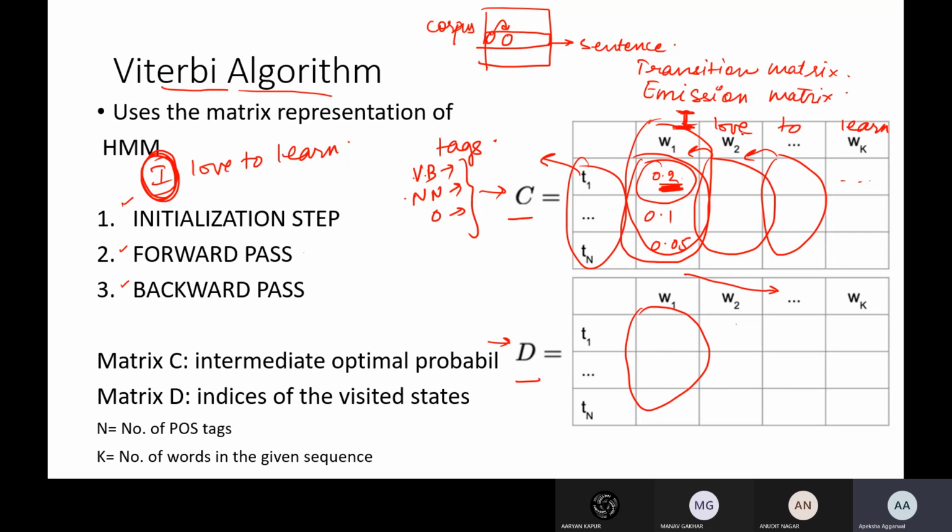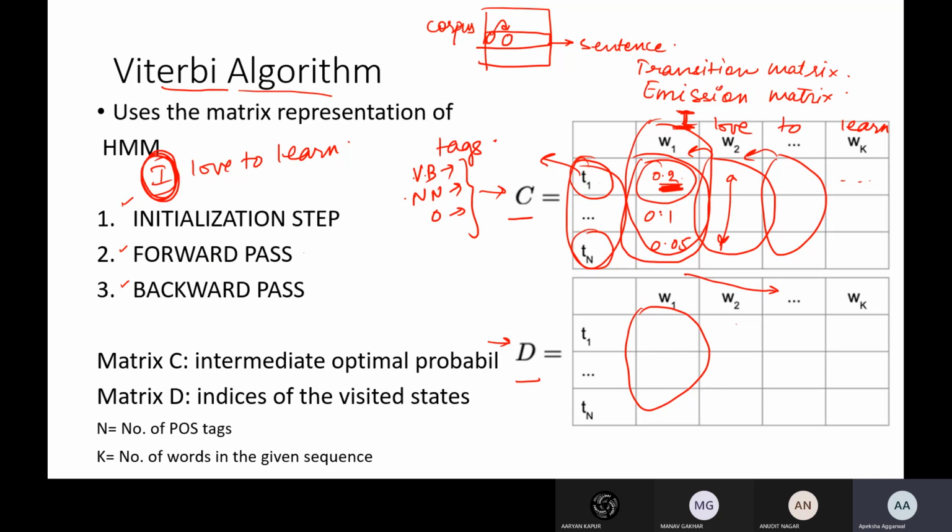Next, 'love' will depend upon the chances that I was at a particular state. So if I was on verb, what are the chances that 'love' will appear next? And if I'm on the state other, what are the chances that 'love' will appear next? So these columns' values will depend upon the previous values. So this whole table stores the probability values.